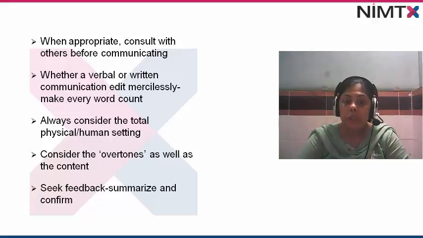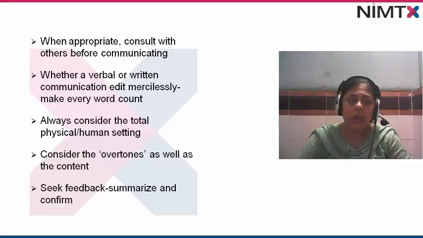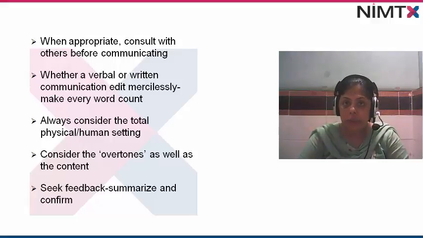Always consider the total physical human setting. You are speaking in front of intellectuals, in front of economists. You cannot speak as if you're speaking in front of children. So you have to see what the setting is, where you are speaking, in front of what kind of people you are speaking. Consider the overtones as well as the content: your verbal and non-verbal gestures, your facial gestures, your tone, your body language, as well as the content of what you are speaking about.